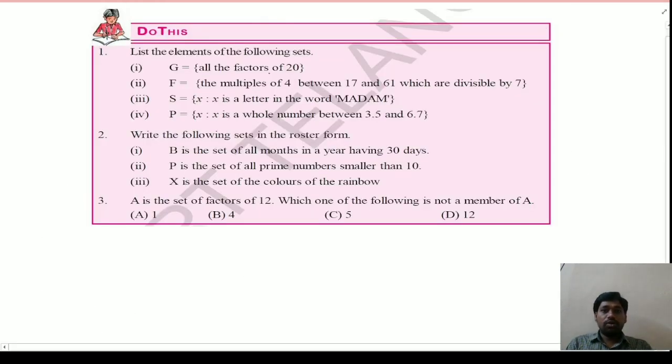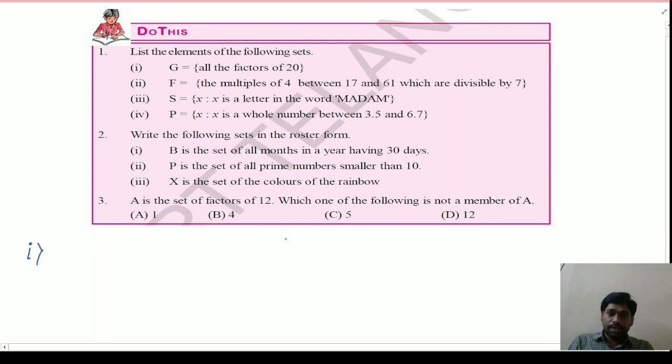List the elements of the following sets. So we have to write the elements. Try to see the answers carefully one by one and understand how I am writing them. Very easily I will tell you how to write the factors. First question: all factors of 20.